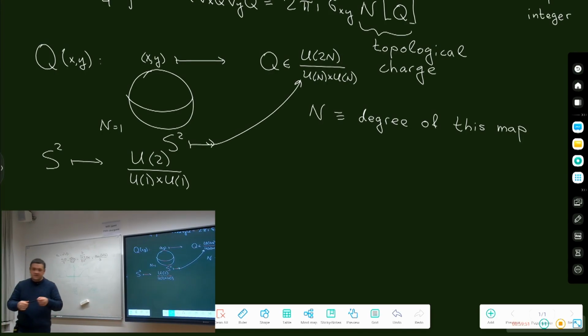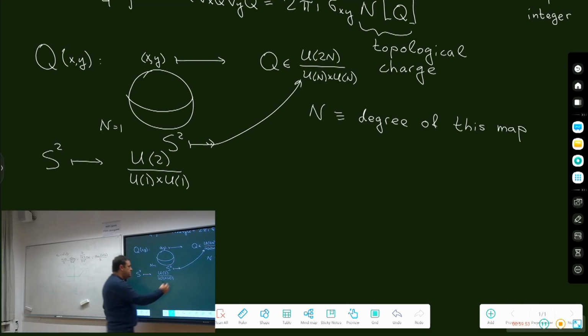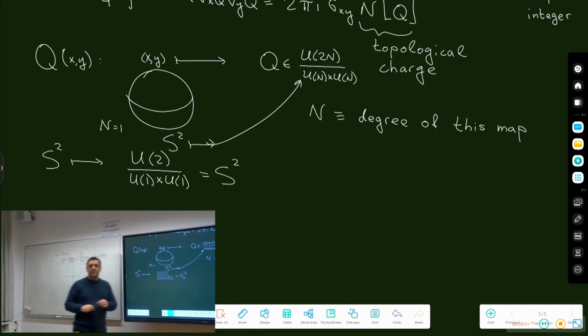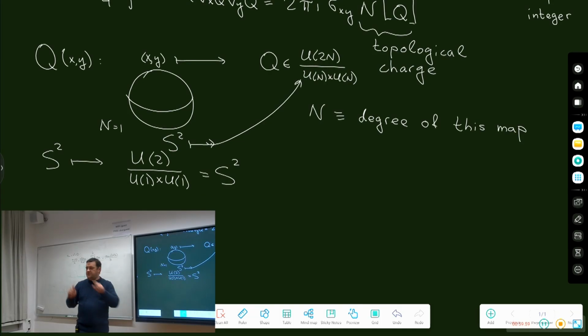This is a sphere. This is the same sphere. It's just S2 as well. It's a matrix. Look, this is a matrix. It's a 2 by 2 matrix, U2, a 2 by 2 matrix which squares to 1. It's like our Q matrix is just a 2 by 2 matrix.